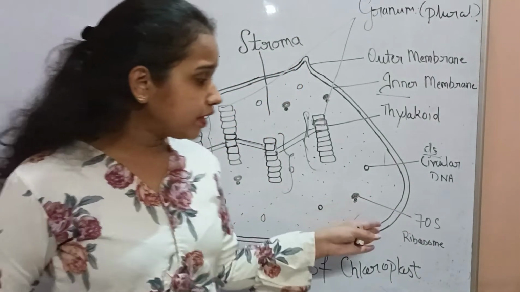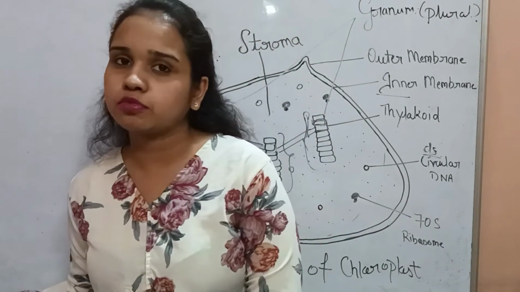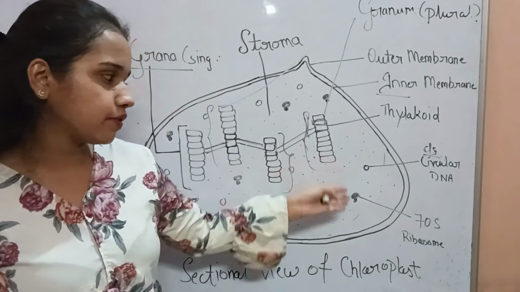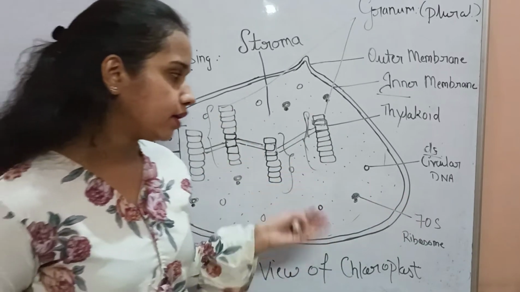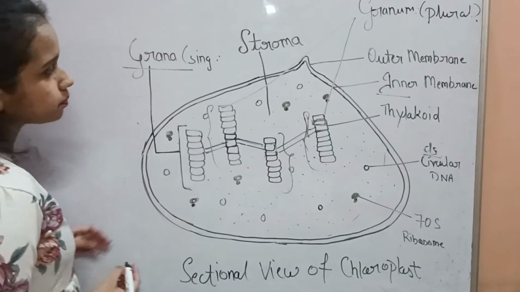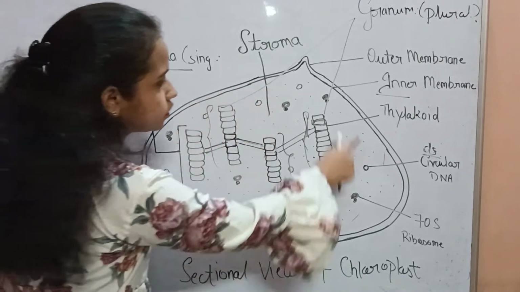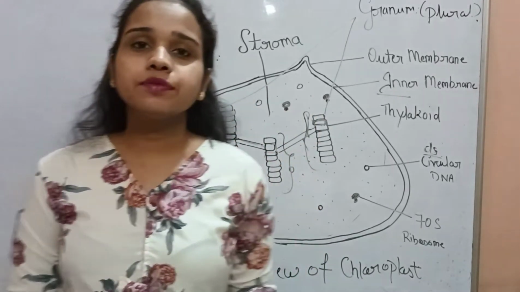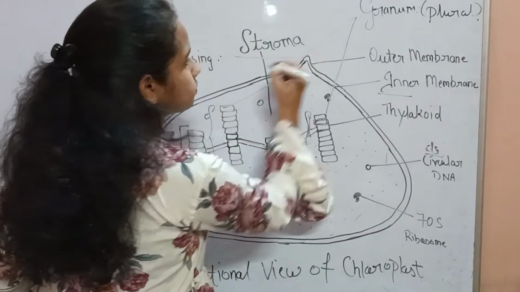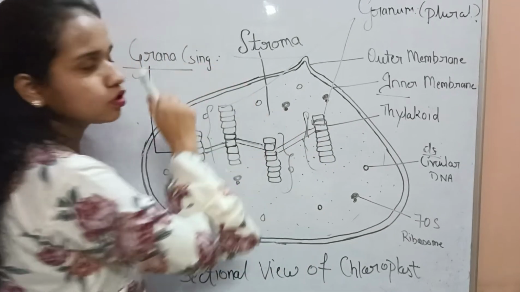The 70S ribosome is comparatively smaller as compared to the nuclear ribosome. The nuclear ribosome is 80S and the chloroplast ribosome is 70S. That is why it is quite small as compared to the nuclear ribosome. Next is the space which is enclosed by the inner membrane. All this space which you can see is filled with a fluid like matrix which is known as stroma.